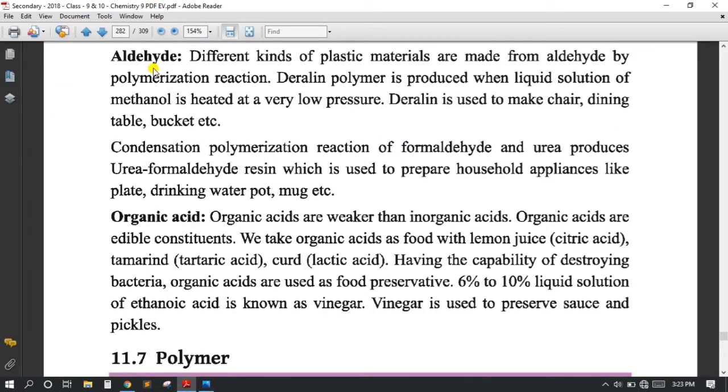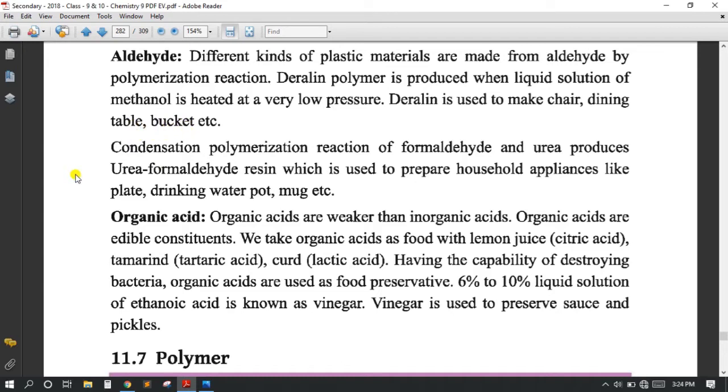Aldehyde, at first we have to know its functional group. The functional group of aldehyde is CHO. Different kinds of plastic materials are made from aldehyde by polymerization reaction. We should know what is polymerization reaction. Darling polymer is produced when liquid solution of methanol is heated at a very low pressure. Darling is used to make chair, dining table, bucket, etc.